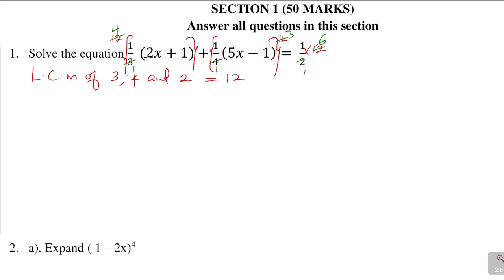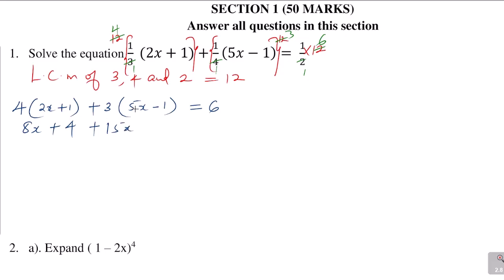Once you've done that, this is what you're going to have: 4 into brackets 2x plus 1, plus 3 into 5x subtract 1, is equal to 6. We open the brackets. This will be 4 by 2x, get 8x, plus 4. Plus this will be 15x, 3 by 5x, and 3 by negative 1, we get negative 3, is equal to 6.